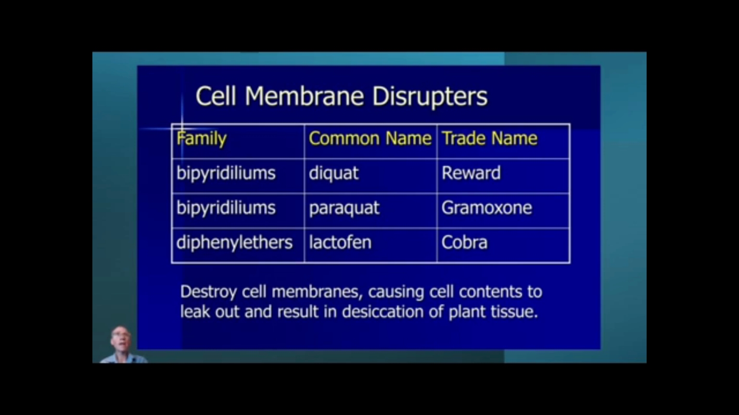Let's look at another chart of cell membrane disruptors. We're going to look at the family, common name, and trade name. Our first family, Bipyridiliums: the common name is diquat, and the trade name is Reward. Our next family, Bipyridiliums: common name paraquat, trade name Gramoxone. Our final family, Diphenylethers: common name lactofen, trade name Cobra. These destroy cell membranes, causing cell contents to leak out and resulting in desiccation of plant tissue.